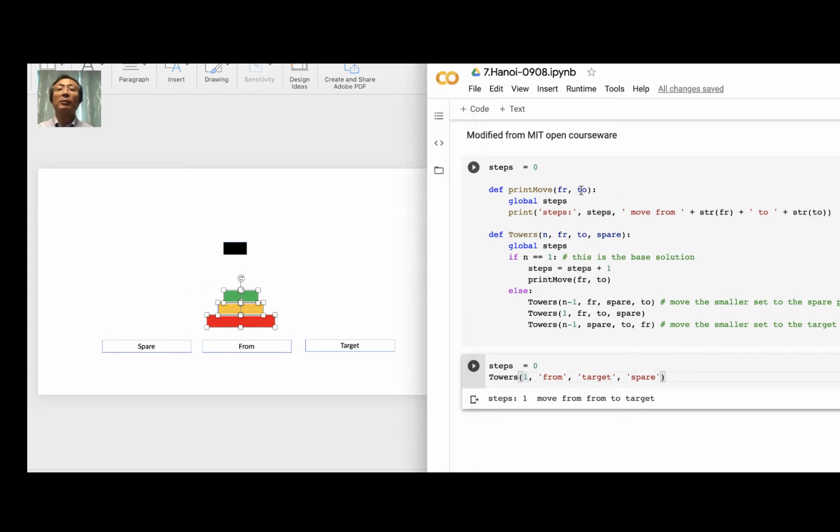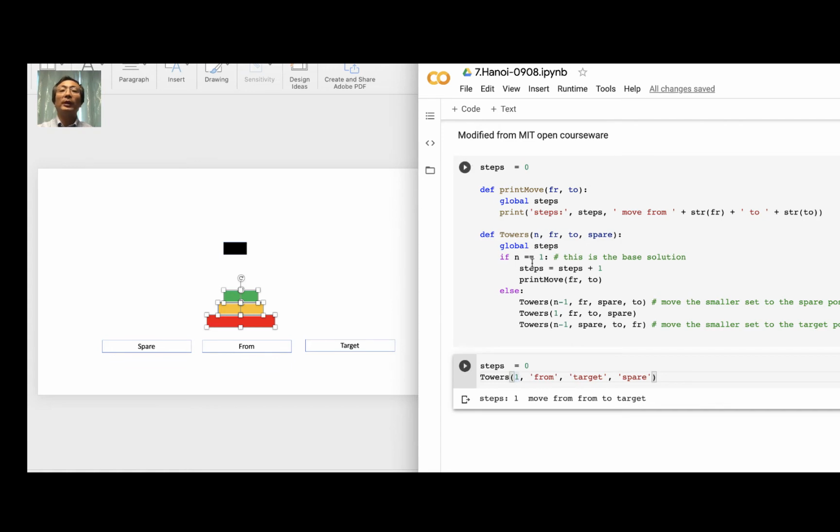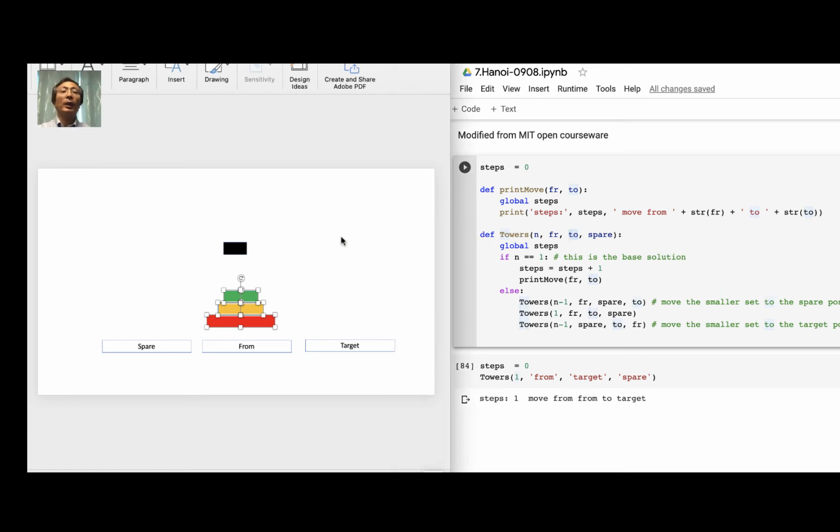So here's the implementation. We know how to move one disk. That's the base solution. With one disk, we just move from the front position to the target position. Right, so 2 is our target position here. That's the recursive definition of the Hanoi Tower. But what happens to the smaller problem?